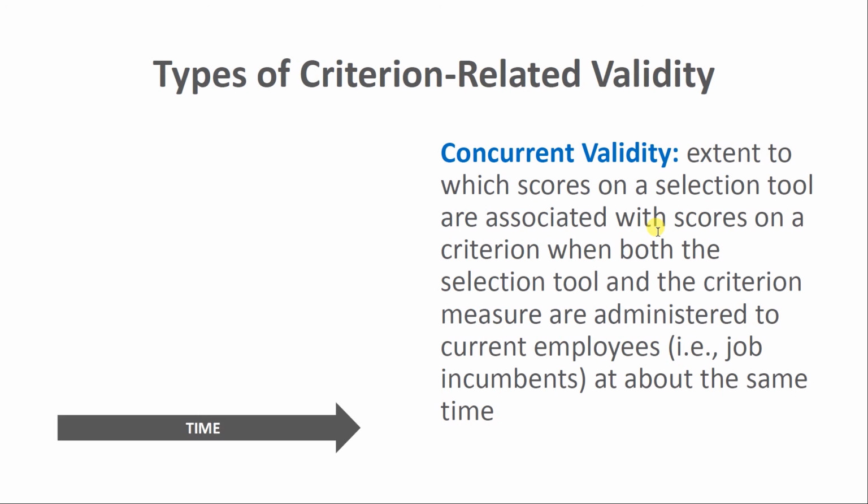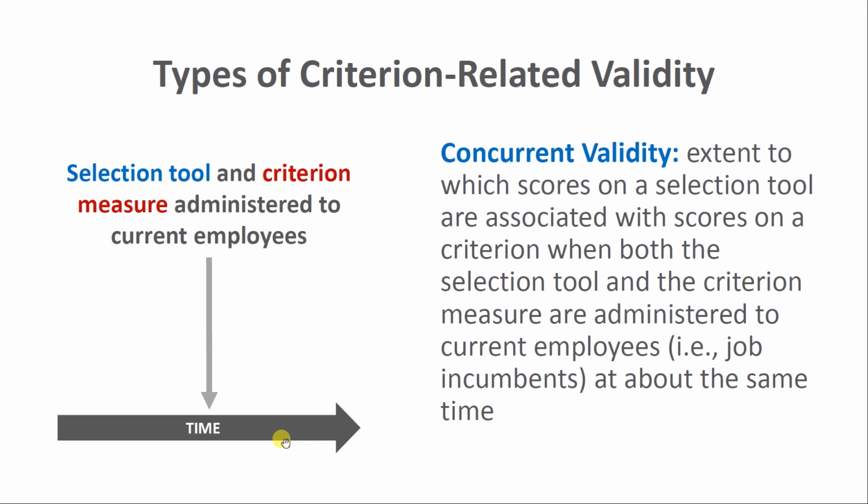So let's imagine it like this. We have our arrow of time here at the bottom. With a concurrent validity estimate of criterion-related validity, we administer the selection tool and the criterion measure at about the same time to current employees. So you can see here, both the selection tool and our criterion measure are administered at about the same time. The criterion measure could be, let's say, supervisor ratings of performance or customer satisfaction ratings, whatever would be relevant for the conceptual job domain and the performance domain for whatever job we're trying to estimate the criterion-related validity of this particular selection tool.